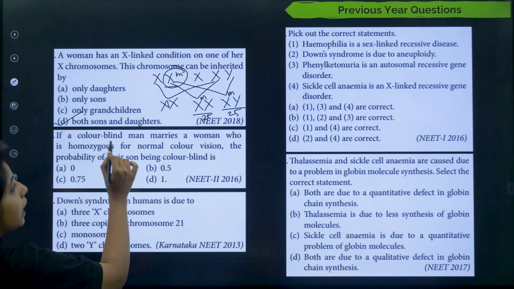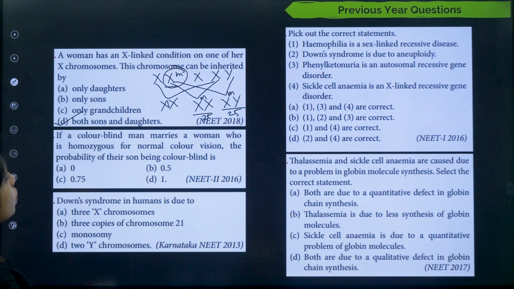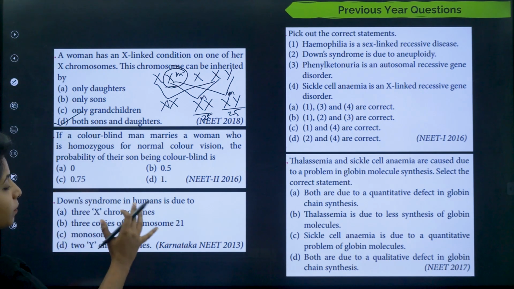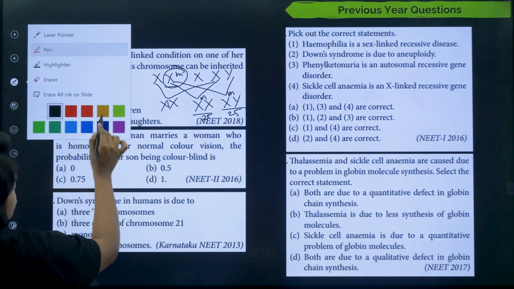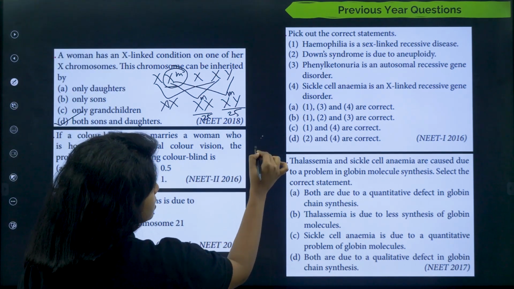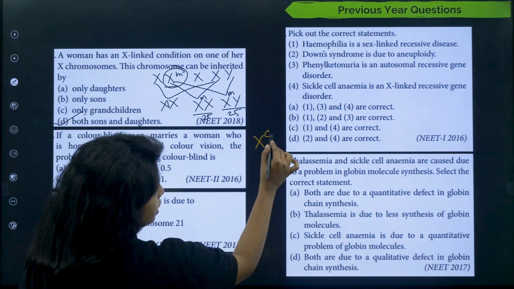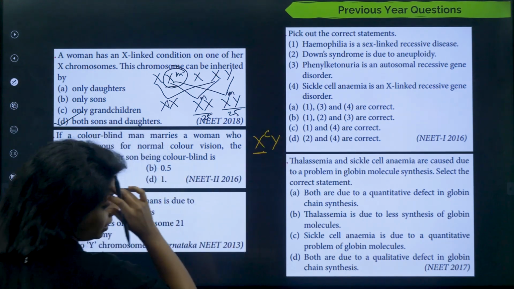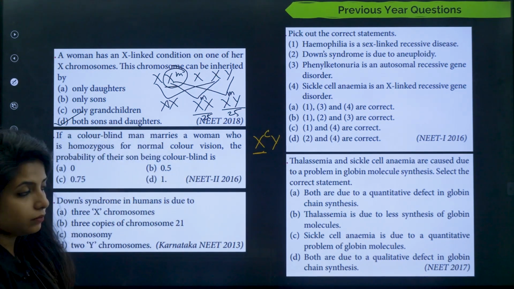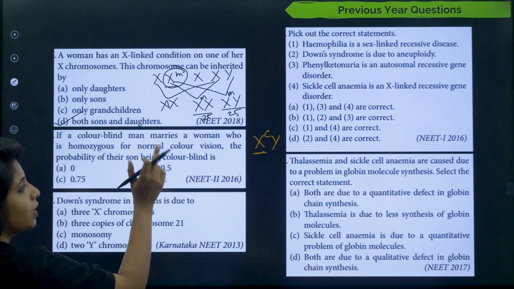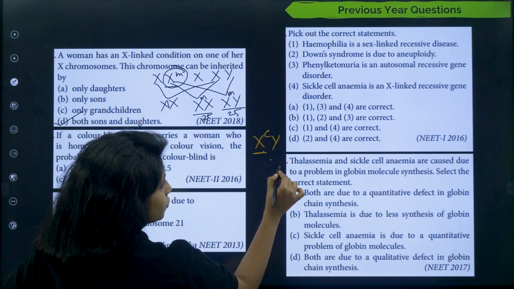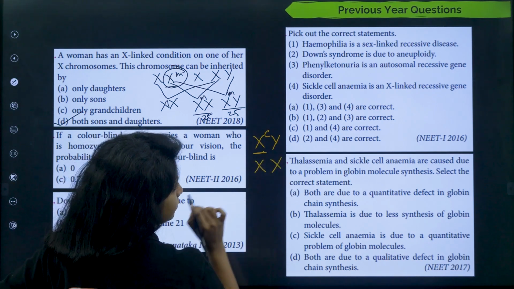Now next thing, if a color blind man marries a woman who is homozygous for normal color vision. So for a person to be color blind, I am writing the details over here, we will solve it on the next page, okay. For a person to be color blind, obviously this particular chromosome should be affected. So it is XC. Now the woman he is marrying is homozygous for normal color vision. So the woman does not have anything, she is just XX, okay.